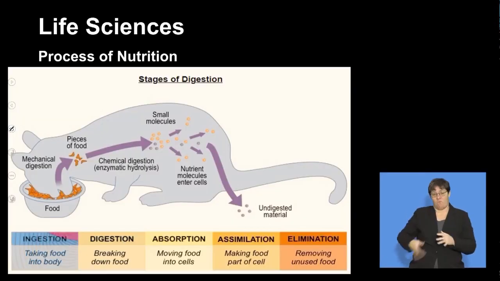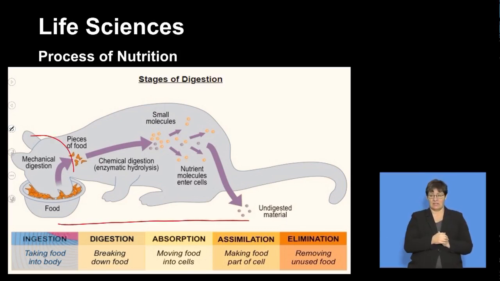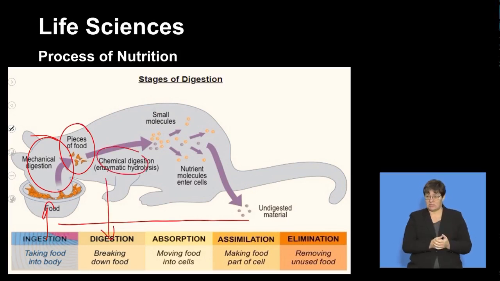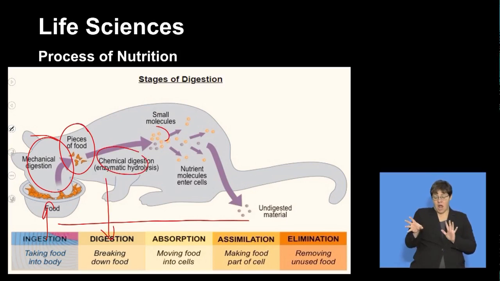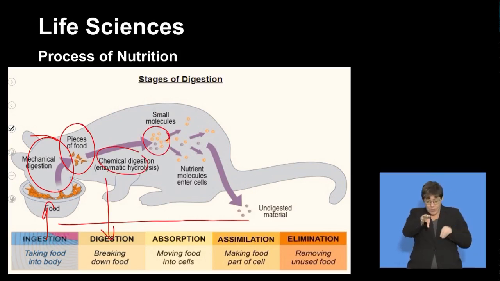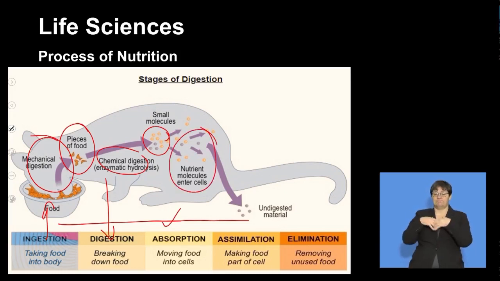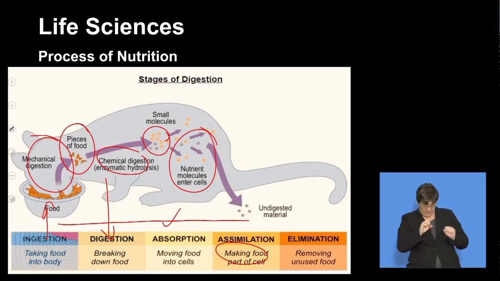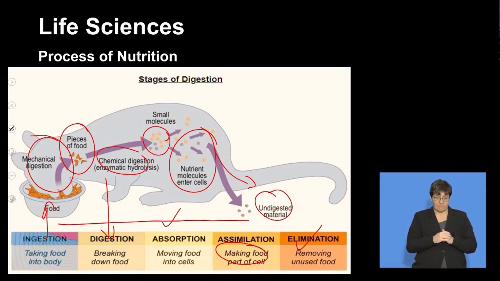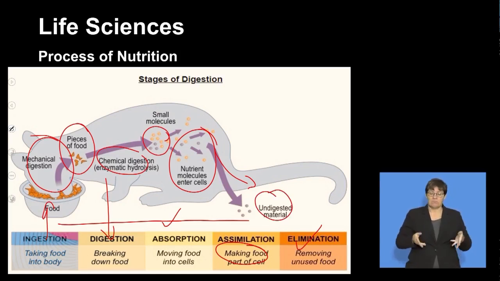So again, it's a good illustration to show that process of what happens. Mechanical digestion occurs during digestion. Then the pieces of food are broken down using chemical digestion, as we mentioned there. We then see that the process of these smaller molecules moving into the cells is referred to as absorption. And then finally, they are assimilated based on what the body needs to make what the cell uses. And then the undigested material is removed from the body. And that's essentially the pathway that food has to move through and the processes in the body.